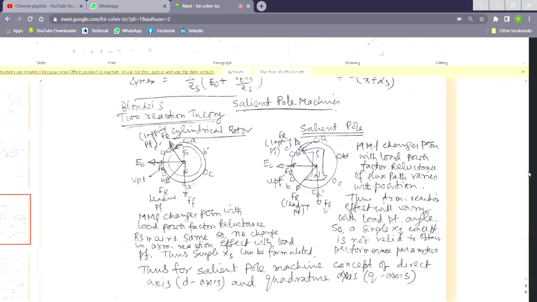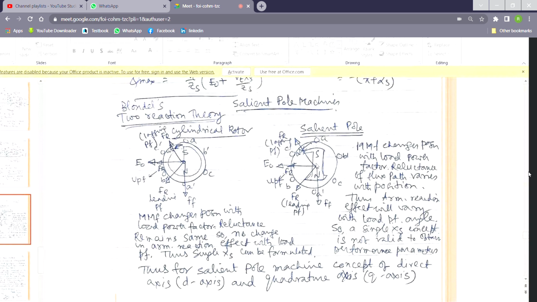With this concept, Blondel resolved the MMF phasors into two components, one along D axis and one along Q axis. Now if you see here, the D axis magnetic flux path is fixed, and the Q axis magnetic flux path is also fixed. If you consider a composite MMF having two components, one along D axis and another along Q axis, the concept of fixed reactances can hold good, provided you consider that two different reactances exist, one along the D axis and one along Q axis, because the magnetic paths are fixed.